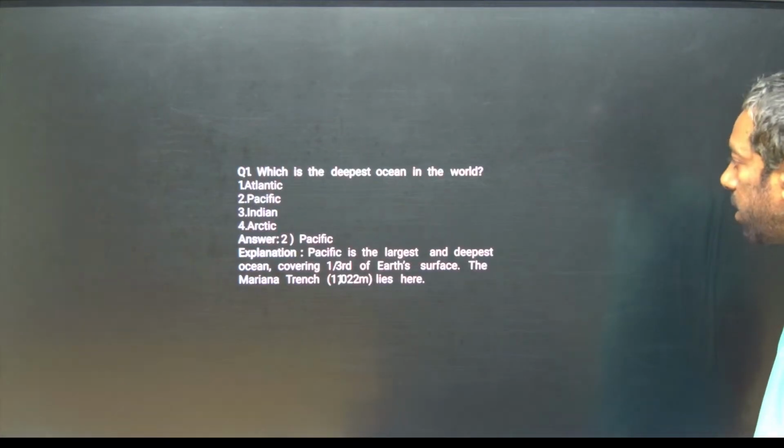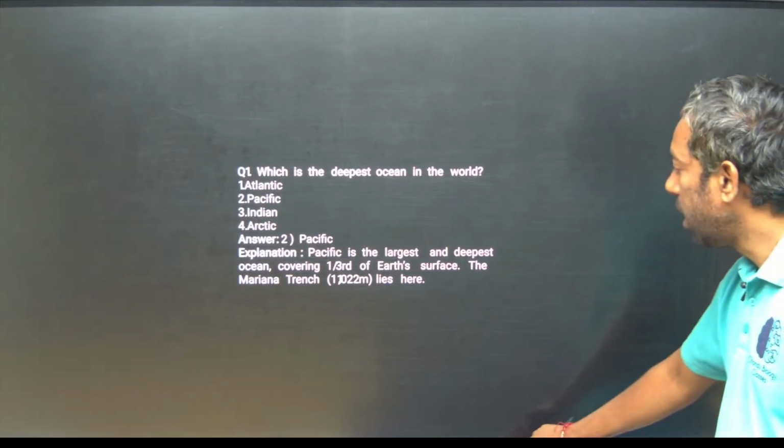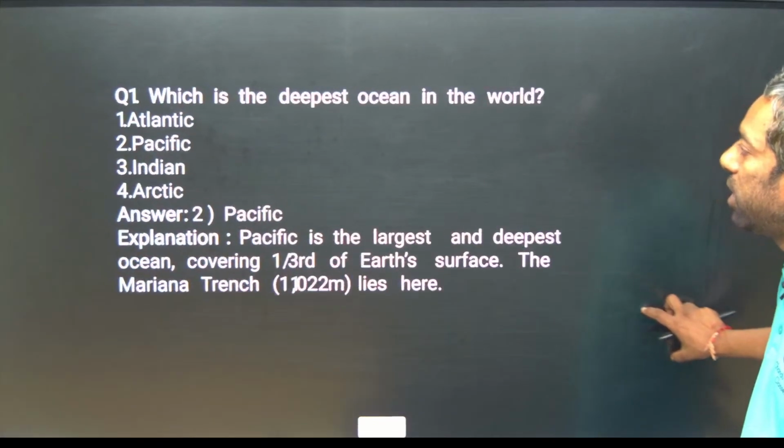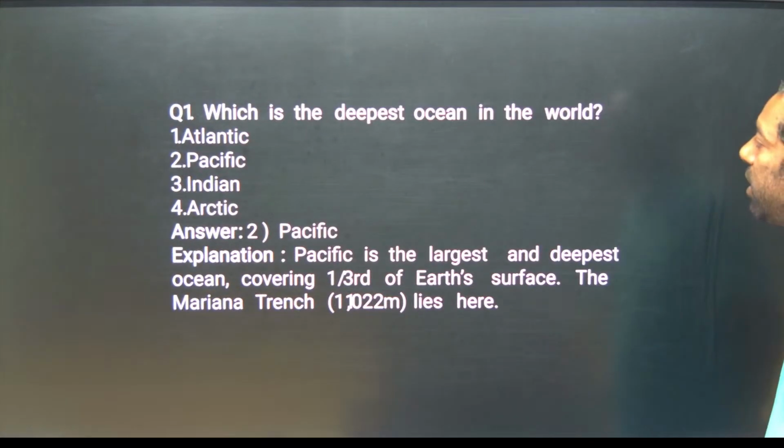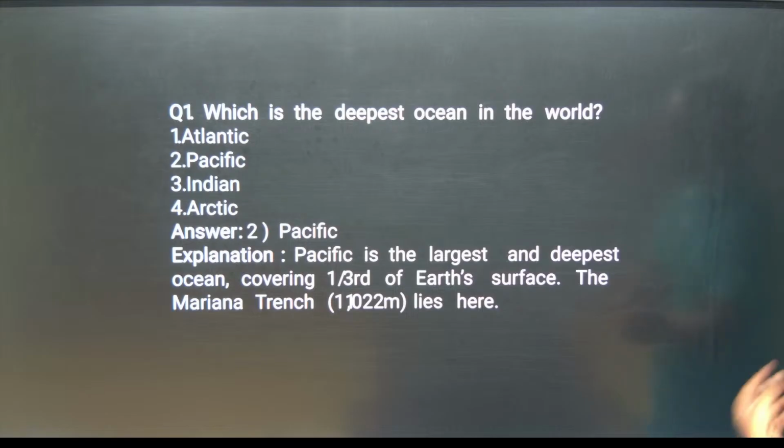The MCQs, guys, based on ocean relief. Which one of the following is the deepest ocean in the world? Pacific Ocean, obviously. Pacific Ocean is the largest and deepest ocean, covering one third of the earth's surface. It has the Mariana Trench, which is 11,022 meters deep.